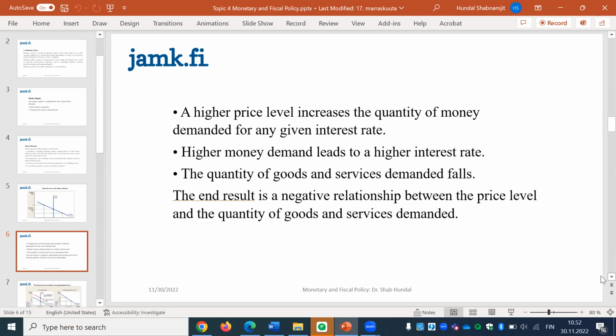To see the phenomenon, there is a linkage between point 1, point 2, and point 3. A high price level increases the quantity of money demanded, because you need to have more money to afford your kitchen budget. But when you're demanding more money, as a result, the interest rate goes up.